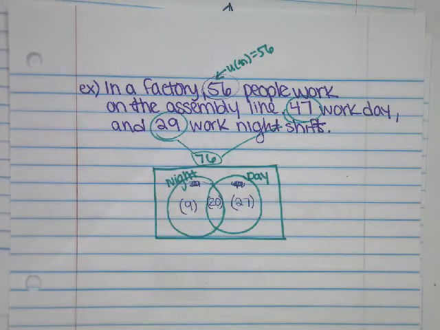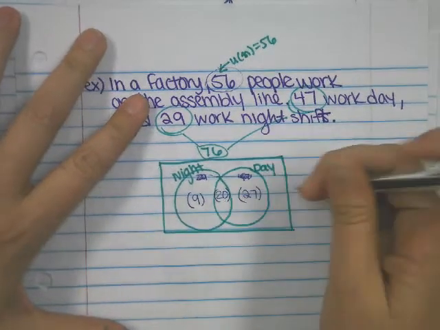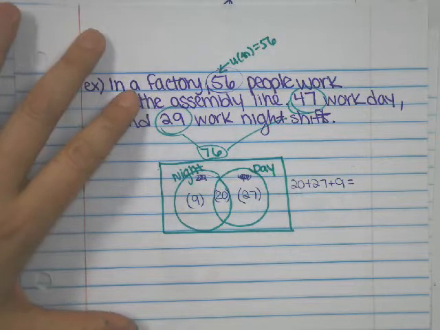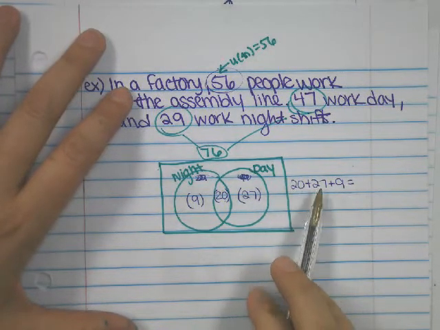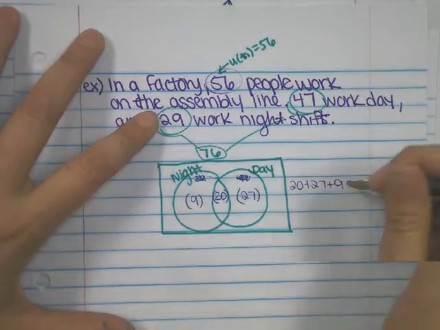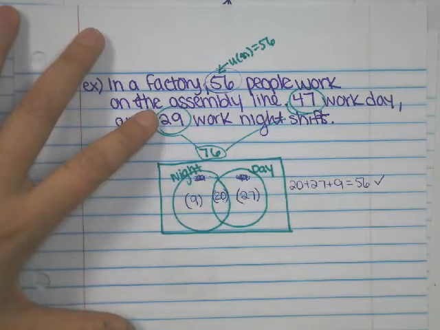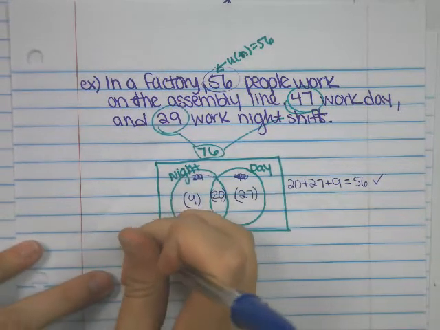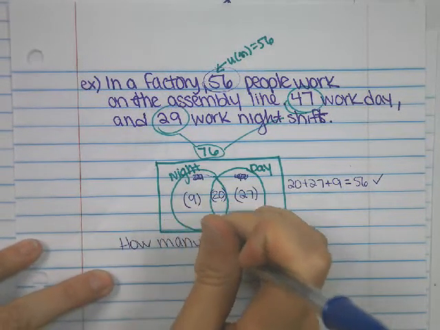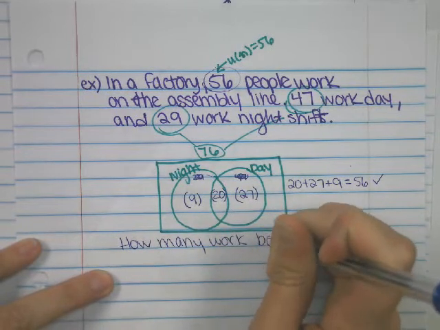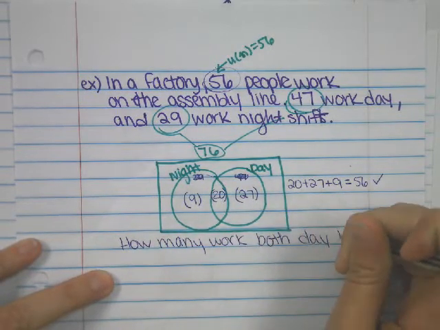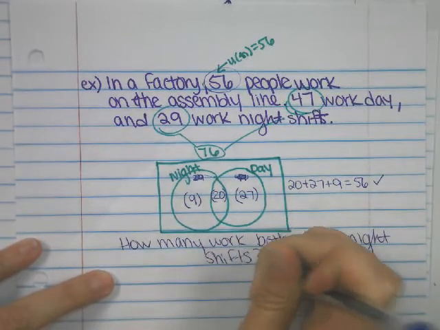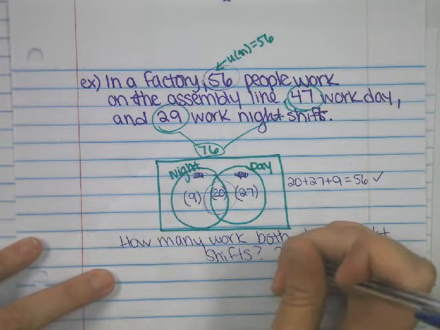Let's see what those three numbers add to. We're hoping 56. 20 plus 27 plus 9. That is 47. Plus 9 is 56. Okay. So the question is, how many people work both day and night shifts? That would be the overlapping section.